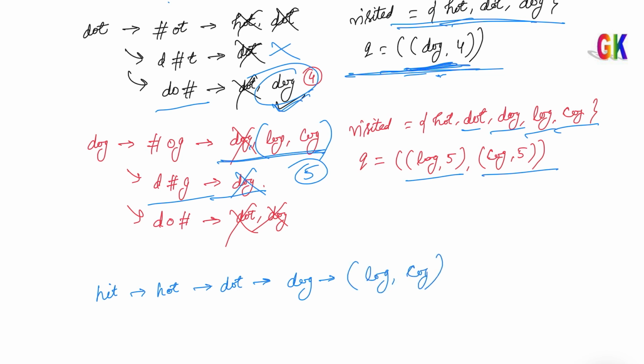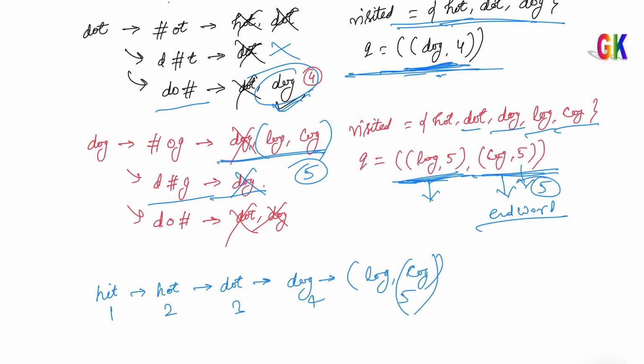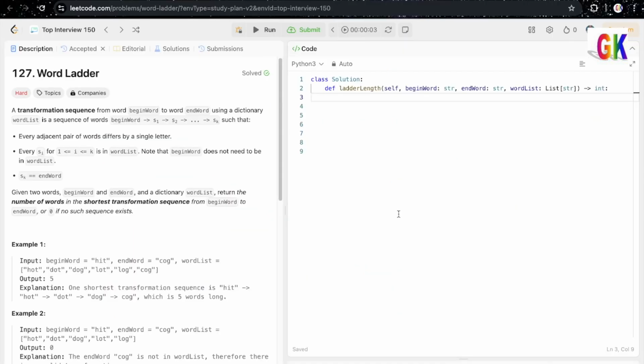So we will pop each word and check from this queue. So log, if we pop, of course it is not the end word, but cog is the end word, so the end word is found, and here the total number of steps is 5, so 5 will be our answer. So see, 5 times, 1 2 3 4 5, so the fifth word change is cog, so our answer will be 5. Okay, let's see the code of this word ladder problem.